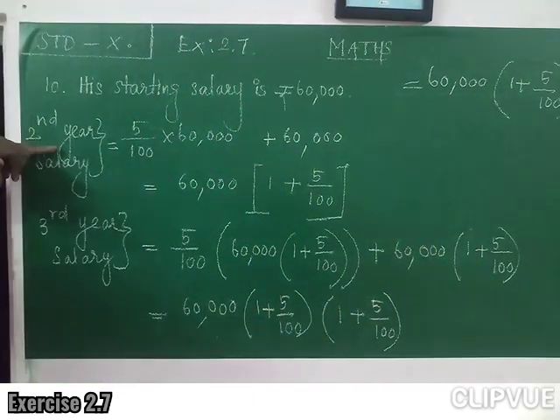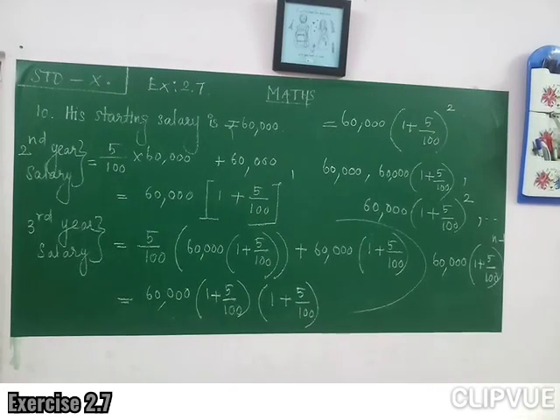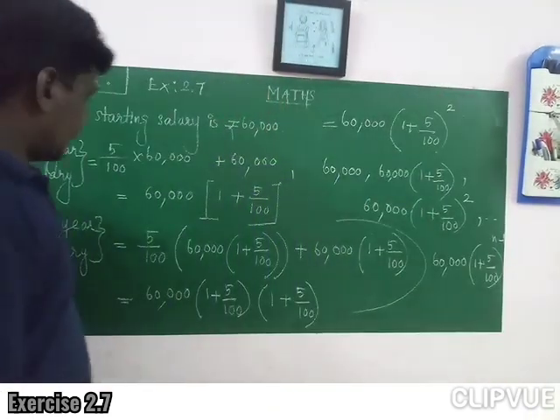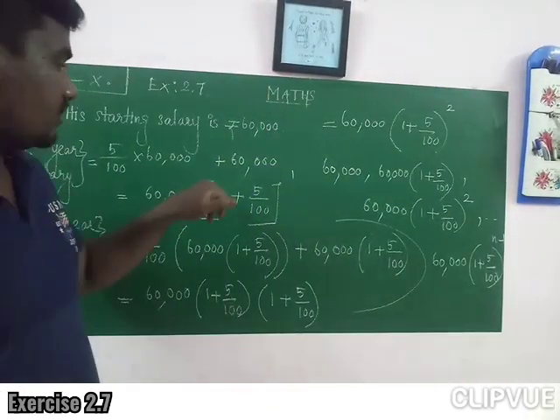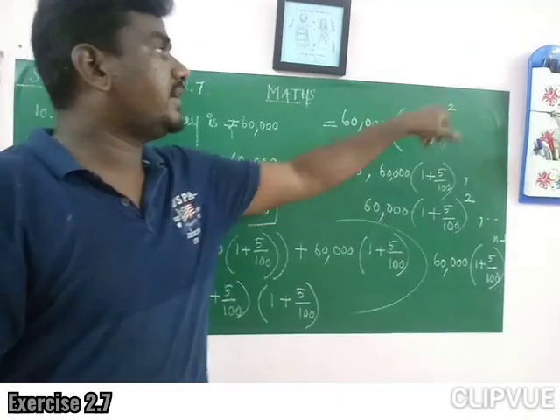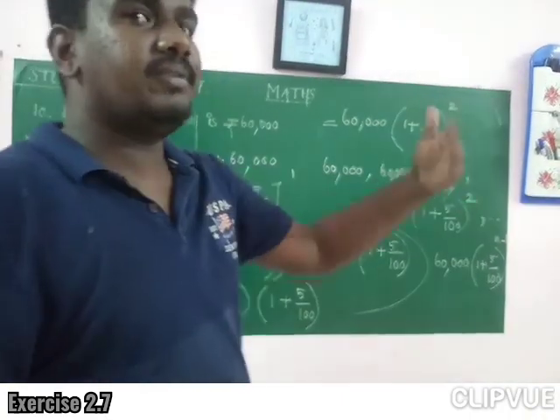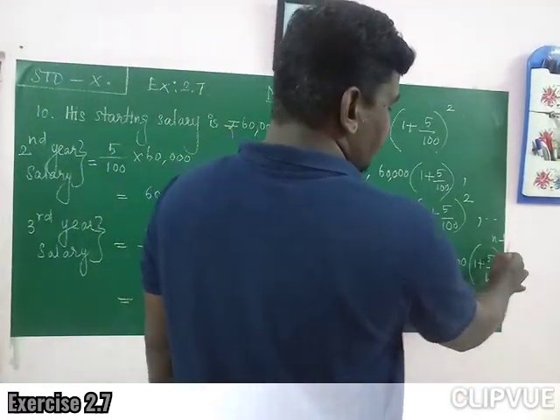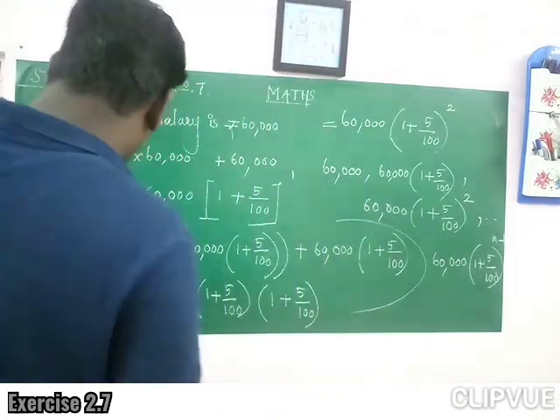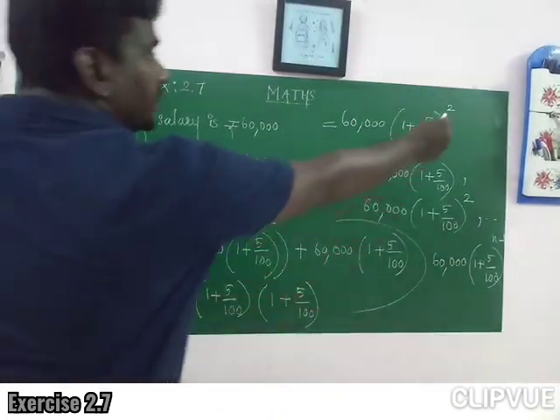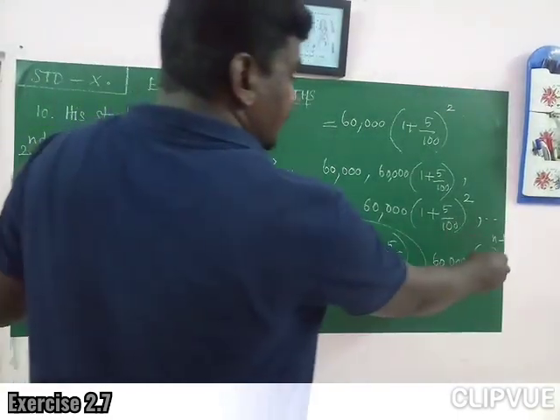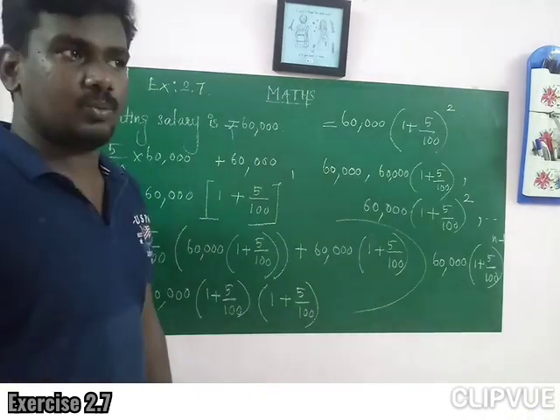Listen carefully. Third year salary is 60,000 of 1 plus 5 by 100 whole square. Actually second year salary is 60,000 of 1 plus 5 by 100 whole power 1. Third year is 2, so fourth year is 3, fifth year is 4, like that. So it can be written as 60,000 of 1 plus 5 by 100 whole power n minus 1. So 3 minus 1 is 2, and 2 minus 1 is 1. So nth year means n minus 1.